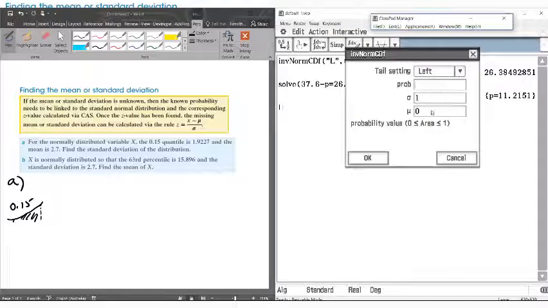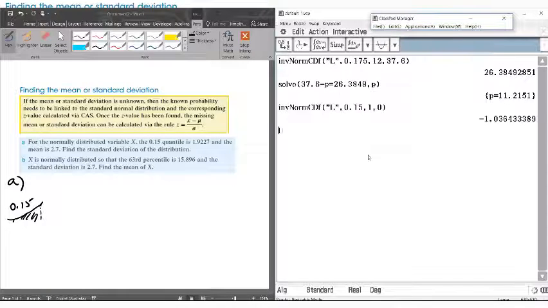Now, because we want the z value, what we need to do is leave these two so that we have our standard deviation being 1 and our mean being 0. Once you've done that, you'll get that the z value is equal to negative 1.036.